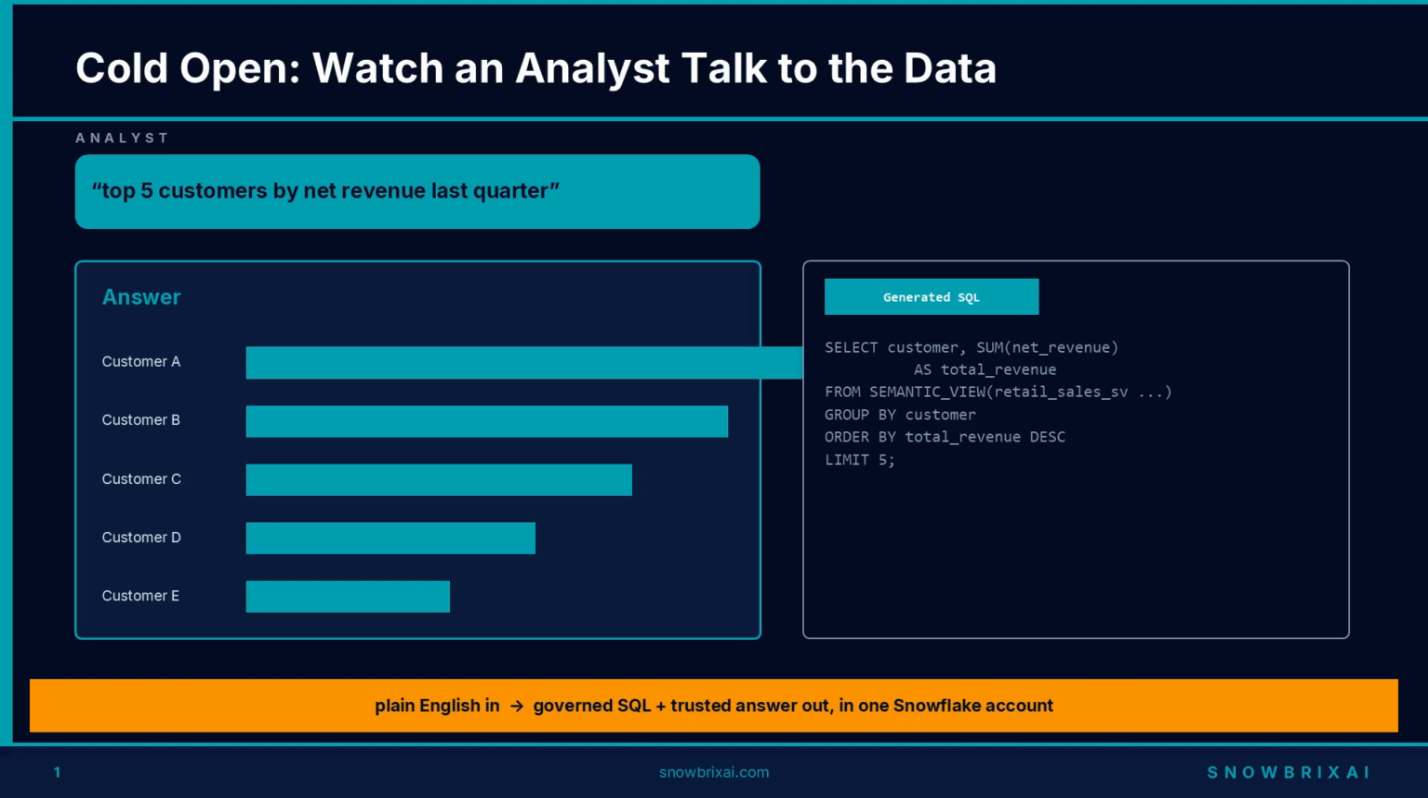Picture this. Someone types a question in plain English. Top 5 customers by net revenue last quarter. No SQL, no ticket, no waiting on the data team. And the answer comes straight back, a clean ranking, customer A through E. But look to the right. It also shows the exact SQL it ran, a select against the governed semantic view. Plain English in, governed SQL, and a trusted answer out, all inside one Snowflake account.